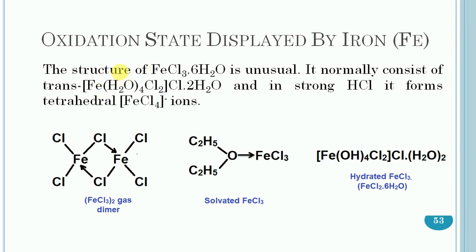The structure of ferric trichloride is unusual. It normally consists of a trans structure with this formula, and in strong hydrochloric acid it forms the tetrahedral ferric tetrachloride ion. So this one is the structure of ferric trichloride in gas. It will act as a dimer. It is the solvated structure with ether, and it is the hydrated ferric trichloride.